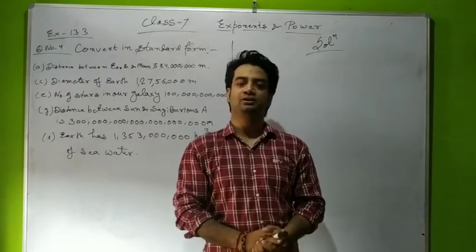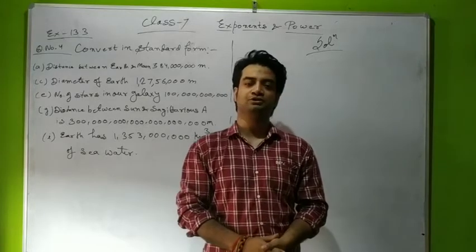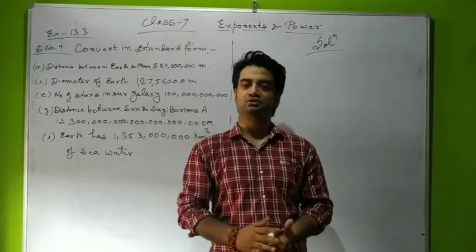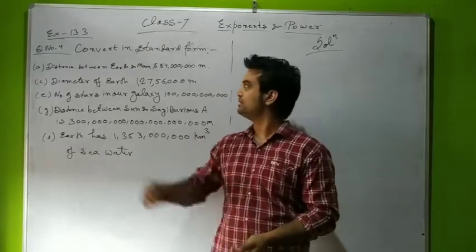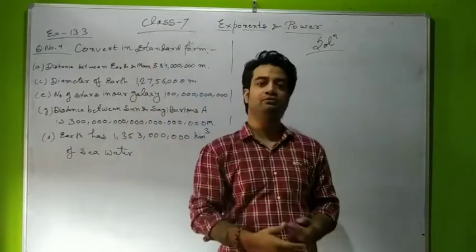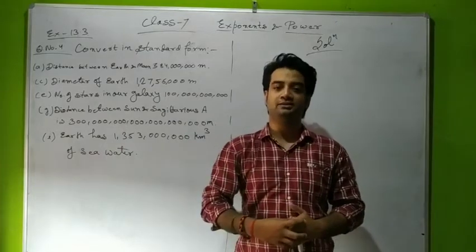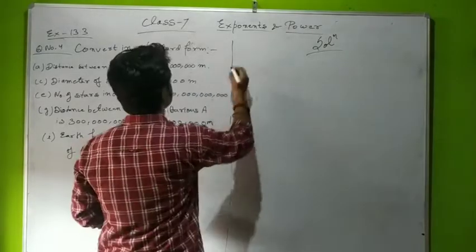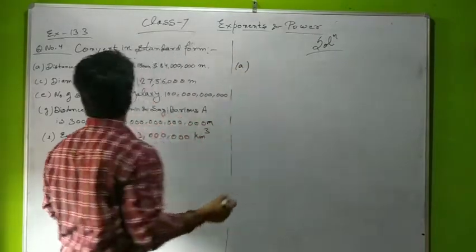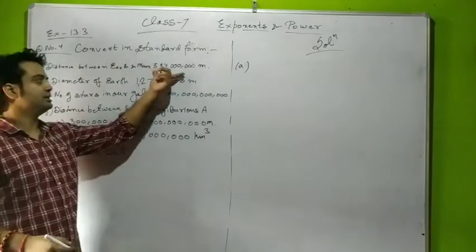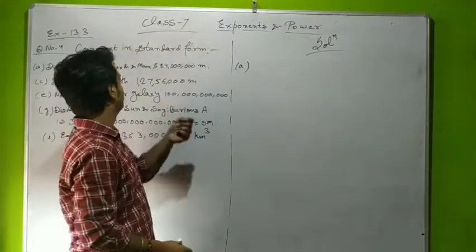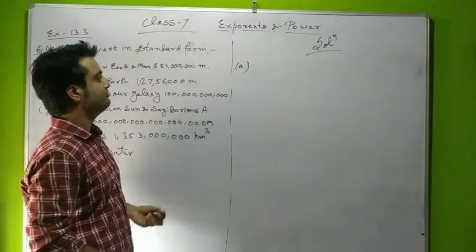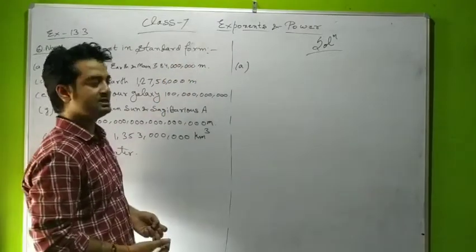In this video, we will solve the last question, that is the fourth one from our exercise 13.3. So let's begin. The fourth question is asking us to convert a few numbers into standard form. The first one gives the distance between Earth and Moon in meters. We have to convert it into standard form.